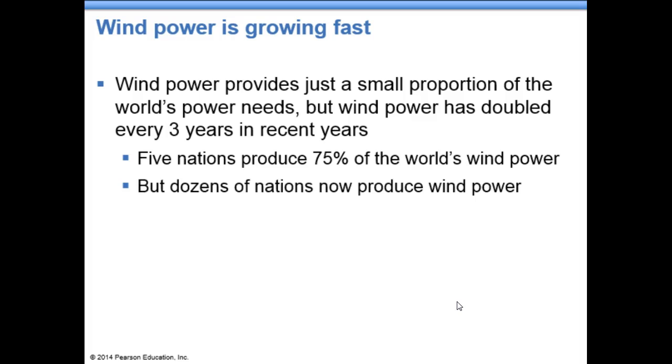Guess who ranks at the top? I bet you won't guess this one. You got it, Germany. Germany has long produced the most. The United States in 2008 overtook Germany's production, and then China surpassed the United States 2 years later.